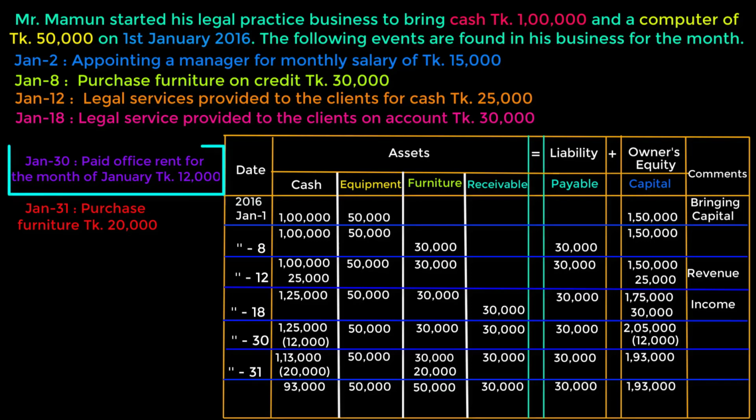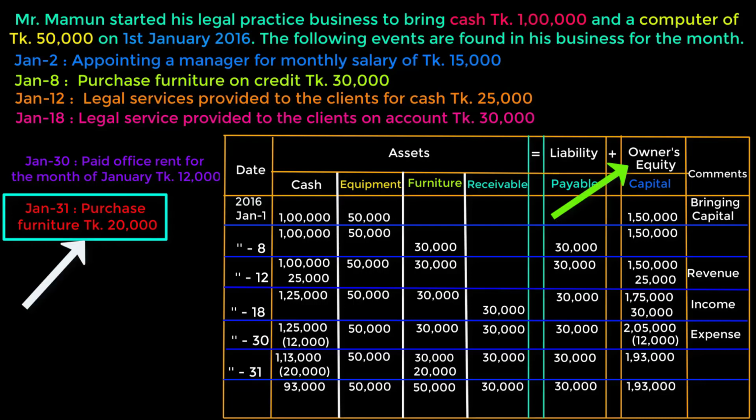Look at this transaction of January 30. As this transaction has a connection with this owner's equity and this rent is an expense, we will write expense in this comment column. Now look at this transaction of 31st January. This transaction does not have any connection with this owner's equity. Therefore, we will not write any comment in this comment column.